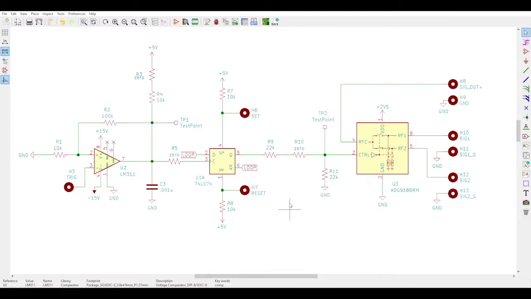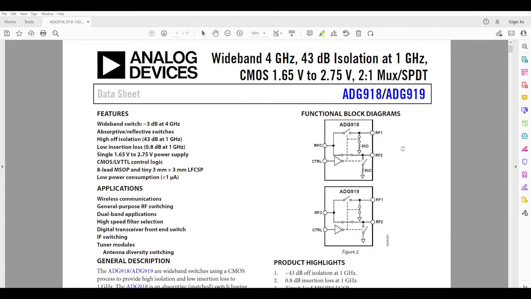And here's my solution. There are three main components: an LM311 comparator, a 74LS74 D-style flip-flop, and the Analog Devices ADG918 RF switch. I'll begin the explanation with the device that solves the RF switching portion of the problem, the ADG918. It's pretty much the ideal solution. Let's look at its specs, starting with the block diagram.